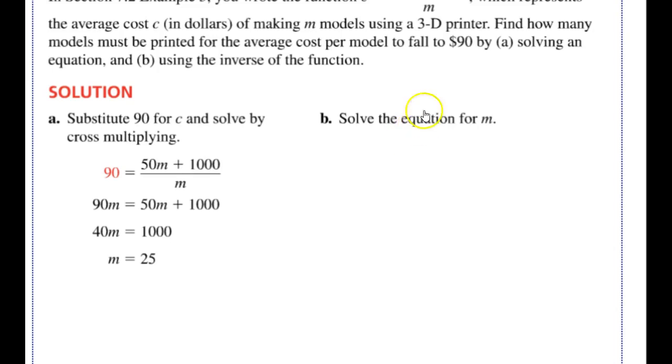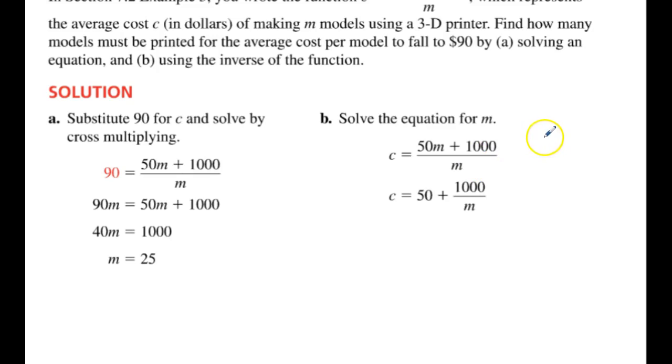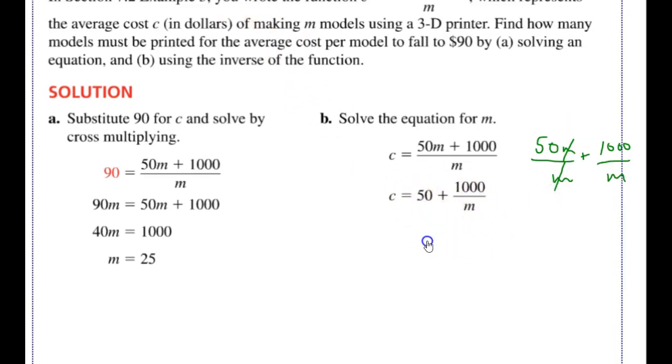So now I want to solve my equation for m. So I want to leave C there. So I want to get m by itself. So since I'm dealing with a fraction, I can rewrite this as 50m divided by m plus 1,000 divided by m, right? I'm just breaking my fraction apart. So then I notice that I've got an m divided by m, so it simplifies just a little bit. So that's where we get this.